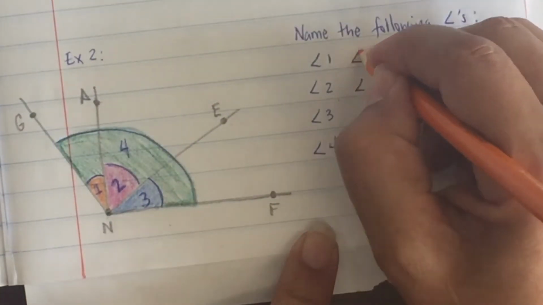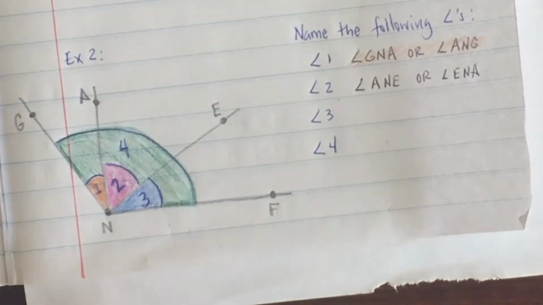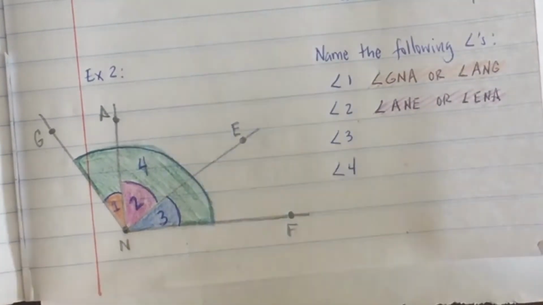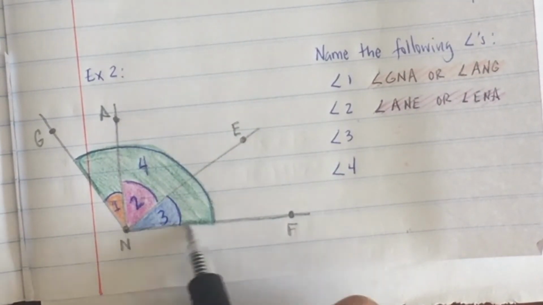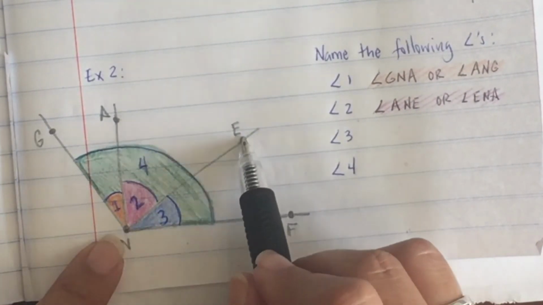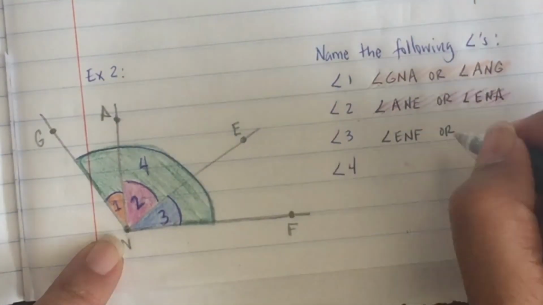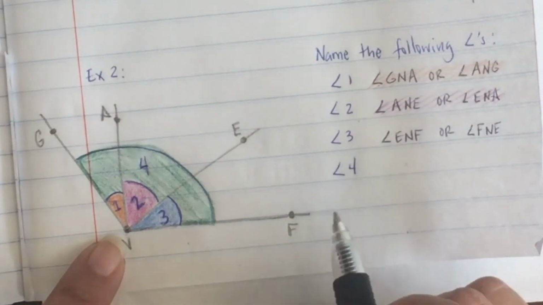Alright, angle 3, same thing. This is a listening check. Color in angle 2. Find the V on angle 3. So you see there's the V, then find the vertex right there. So it goes E, N, F, or you could go the other way, F, N, E.